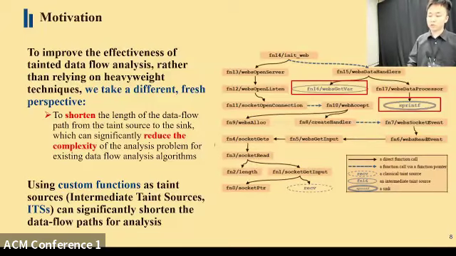To improve the effectiveness of taint analysis rather than relying on heavyweight techniques, we take a different and fresh perspective. We hope to shorten the length of the data flow path from the taint source to the sink, which can significantly reduce the complexity of the analysis. Therefore, we need to find new starting points for taint analysis, which exist in custom functions. For example, function 16 in the figure can be used as a taint source because such functions always exist after the classical taint source to process data. We call them intermediate taint sources.